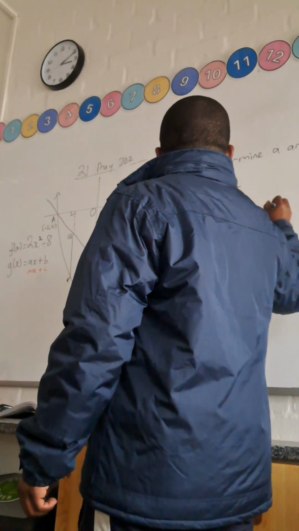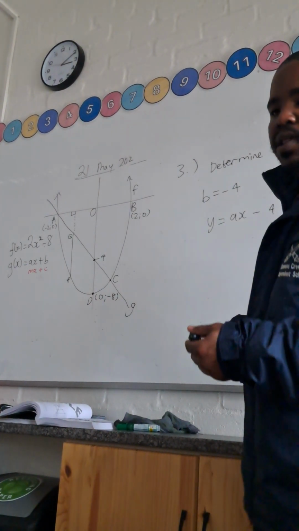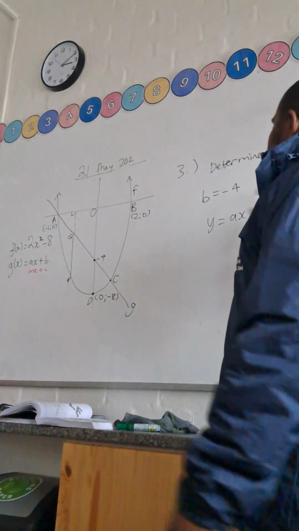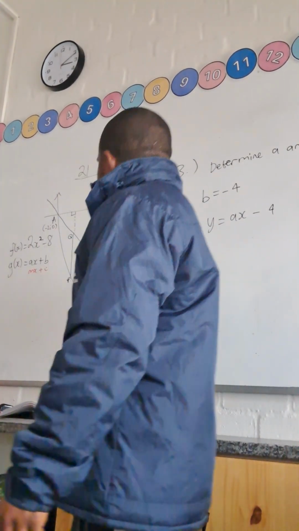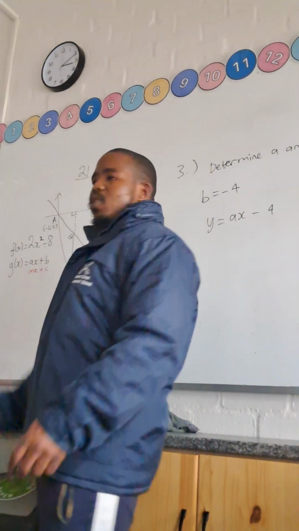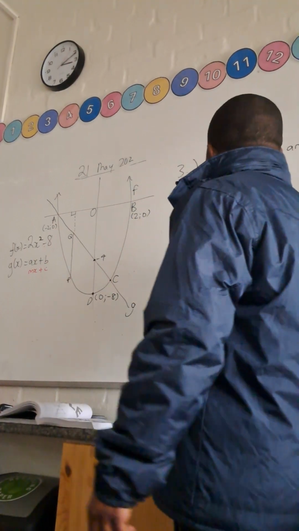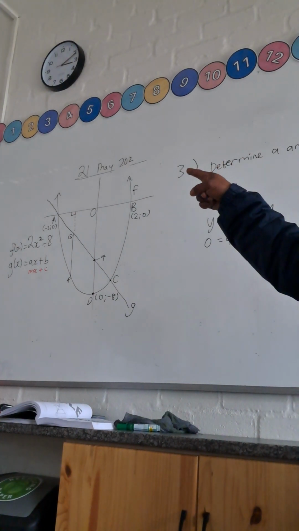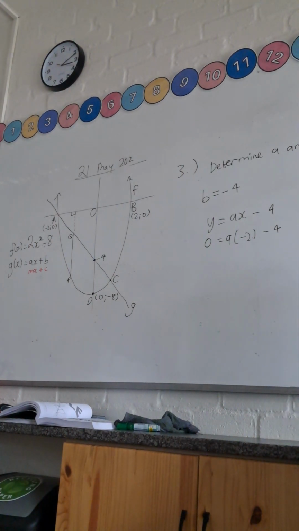Now, what do we currently have? We have y equals Ax minus 4. In order to find what A is, you can now substitute any point that lies on the line. I can use the point negative 4, 0, or I can use point A. I'm going to choose point A. At A, y is 0 and x is negative 2. Following? I'll give you a chance to write it down.